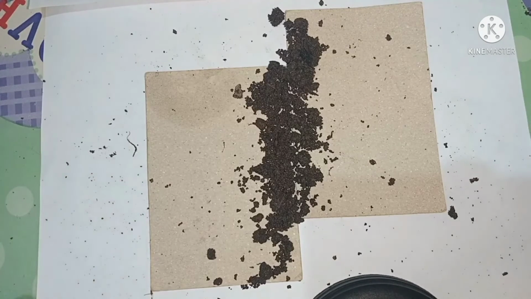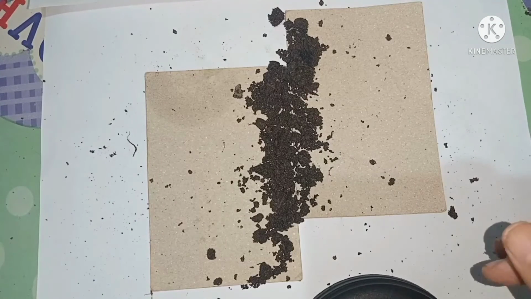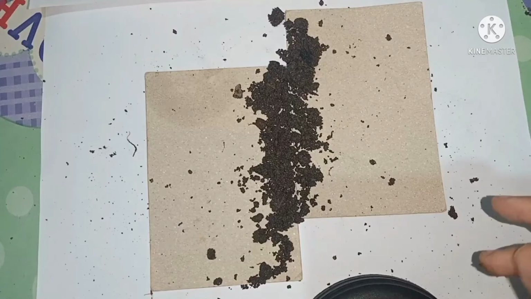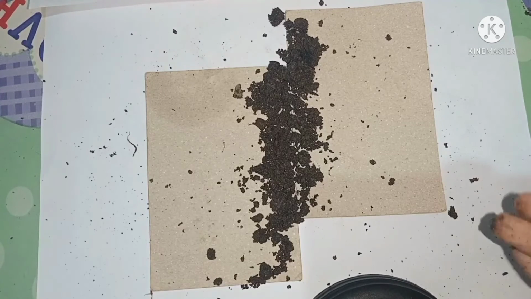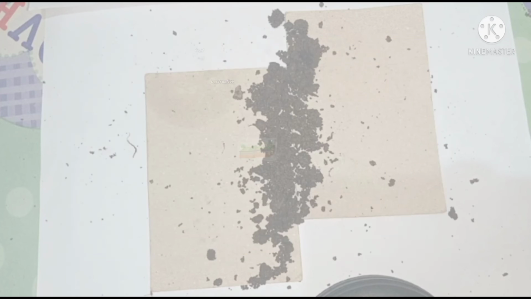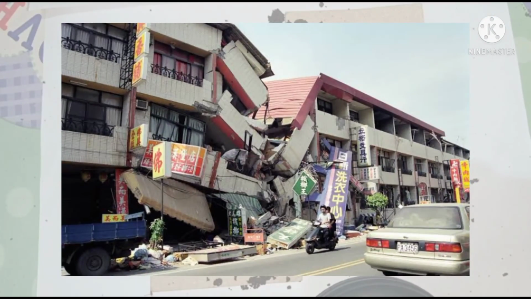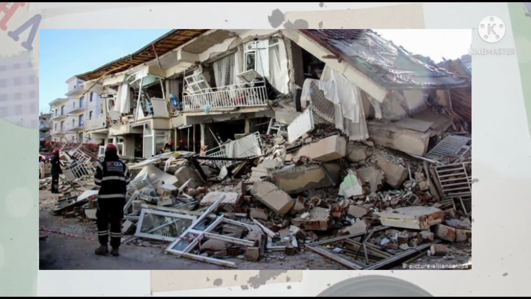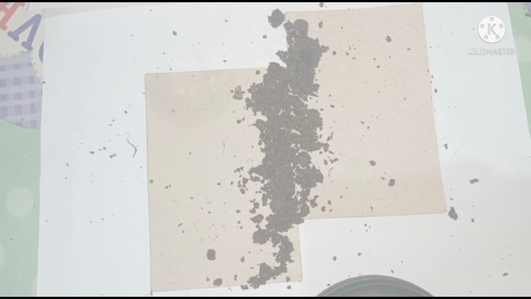We can observe that as the two cardboards pass each other, the soil above it has been destroyed or somehow created cracks. In transform plate boundaries, tectonic plates slide past each other horizontally, and this movement isn't smooth but rather rapid and destructive. In this type of boundary, earthquakes ranging from the highest intensity to the lowest can be generated.